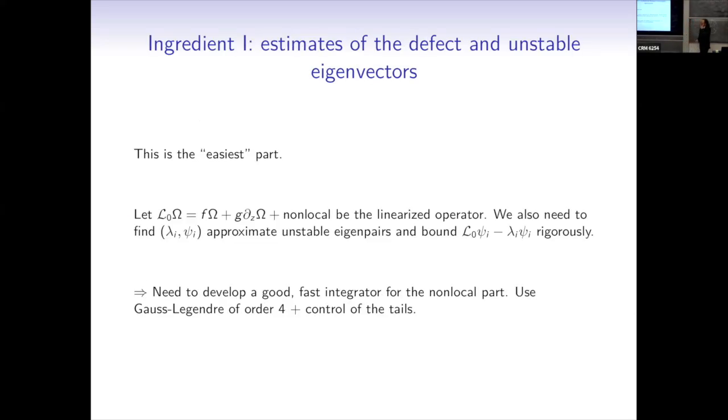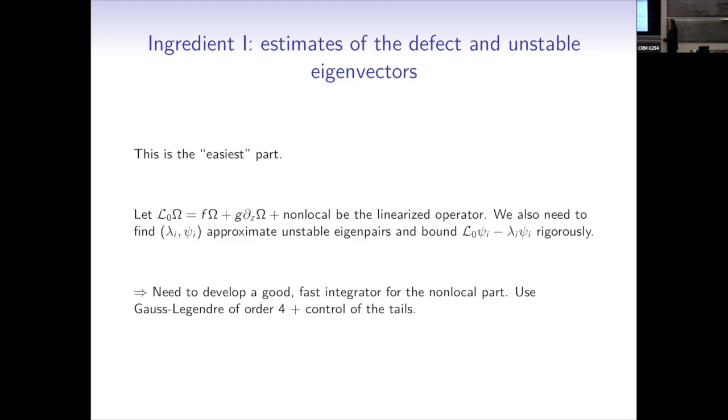Okay, so I'm going to have 4 ingredients. First ingredient is how you would start. You have an approximate solution, compute the defect. This is the easiest part. So you take your linear operator, which is going to be of the form some function times omega plus some other function times omega prime plus non-local stuff. And that is something that you have to first find an approximate eigenpair and then bound this quantity rigorously. Okay, so that's one thing you have to do.